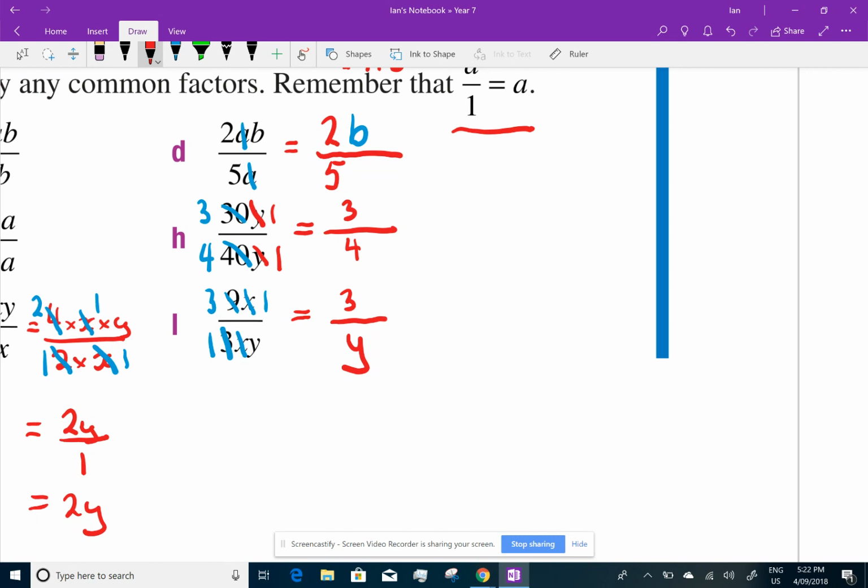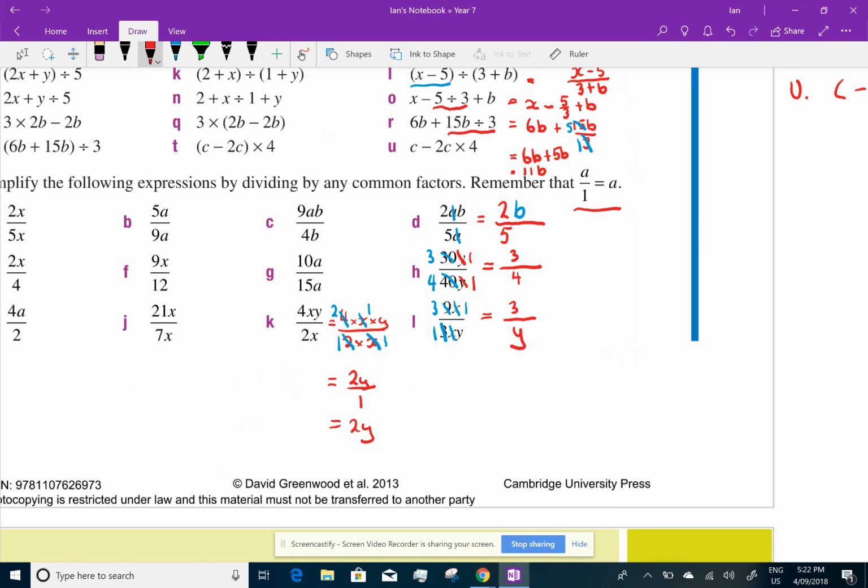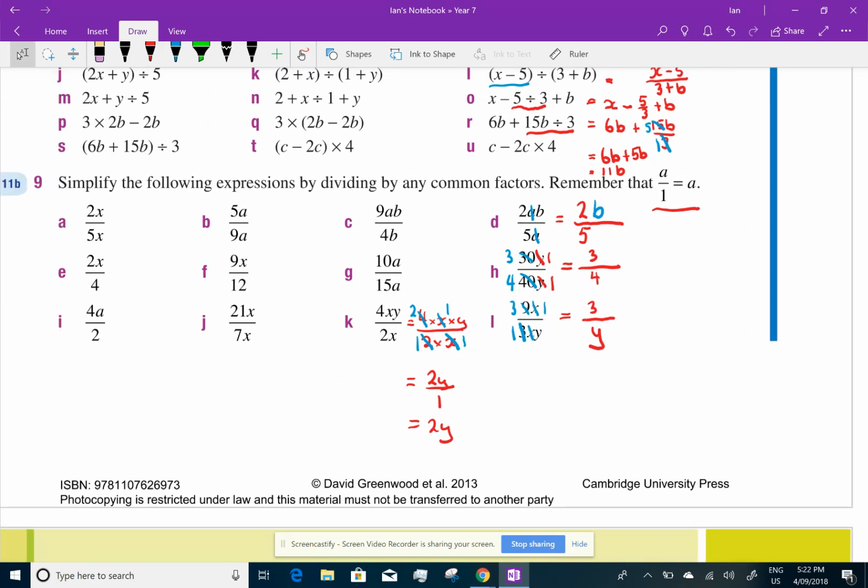Cancelling is hard. It takes practice. You need to make sure you can do them by doing the first 3 columns as well. Good luck with those.